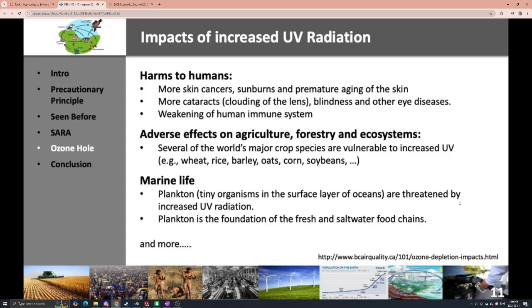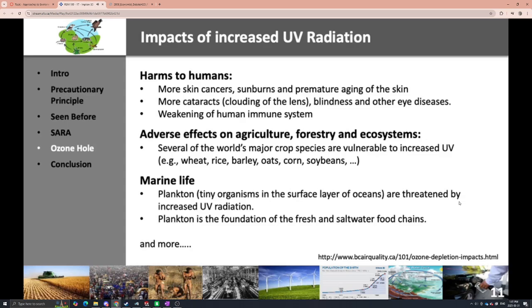There are also adverse effects on agriculture, forestry, and terrestrial ecosystems in general, because plants are negatively affected by the increased UV radiation. Similarly, plankton, which of course is the foundation of the food web in aquatic systems, is also negatively affected by ultraviolet radiation. So increased ultraviolet radiation is really something we need to avoid, because it has dramatic consequences for humanity and in fact all living things on Earth.